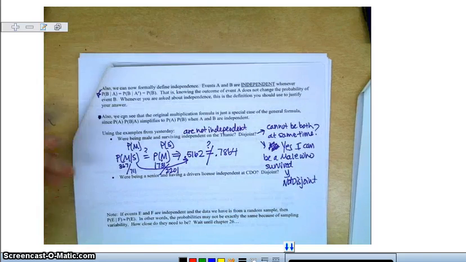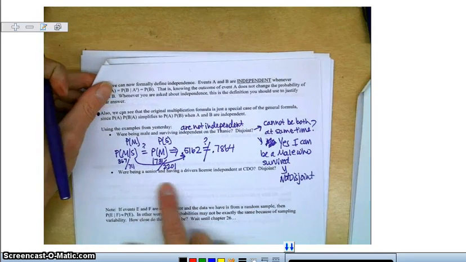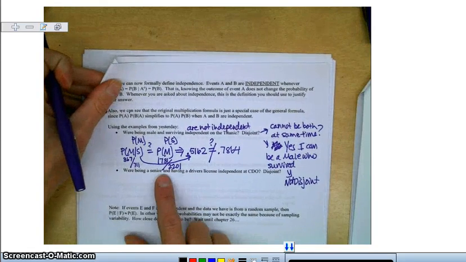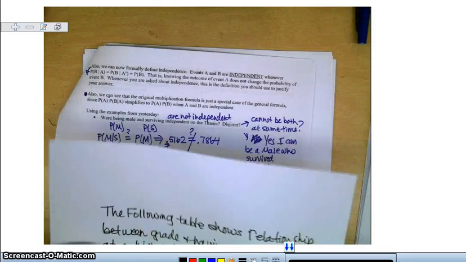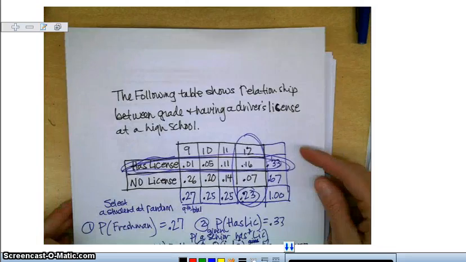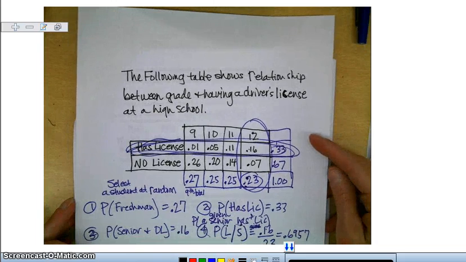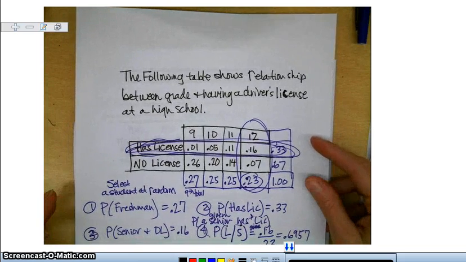Okay. All right, so now this is the example that we just did. Are being a senior and having a driver's license independent? Okay. So now I'm going to go to my example here. I want to know if being a senior and having a driver's license are independent. So this is basically what we were dealing with. So hopefully you wrote that all down.